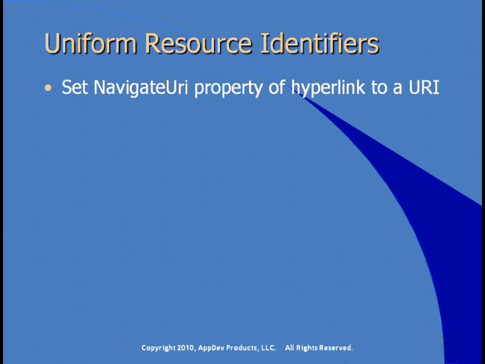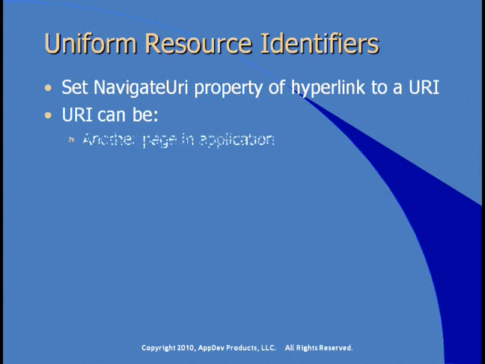To navigate, you need to specify where you're going to navigate to. And so you set the Navigate URI property of a hyperlink to a URI. And again, URI stands for Uniform Resource Identifier. It's basically the address of the location you want to navigate to.